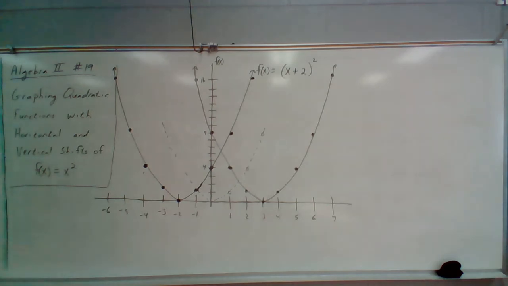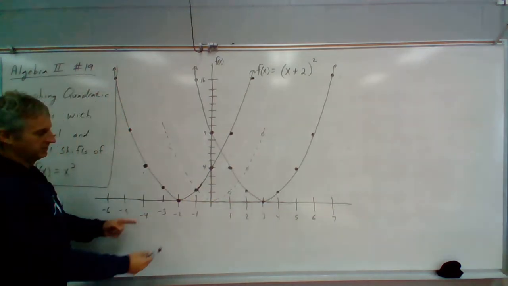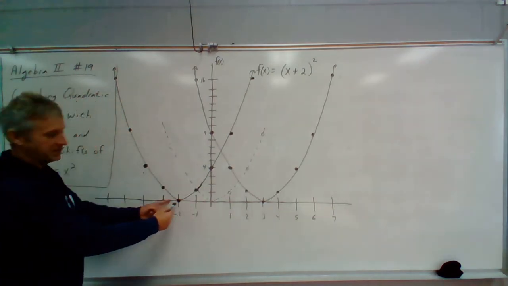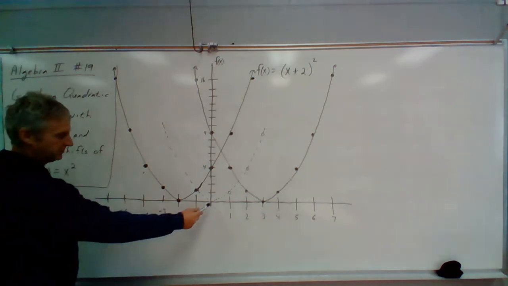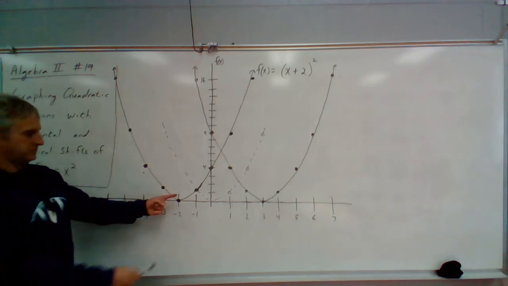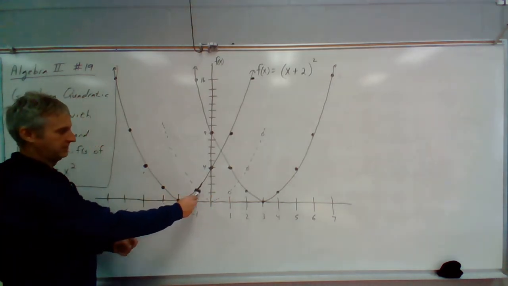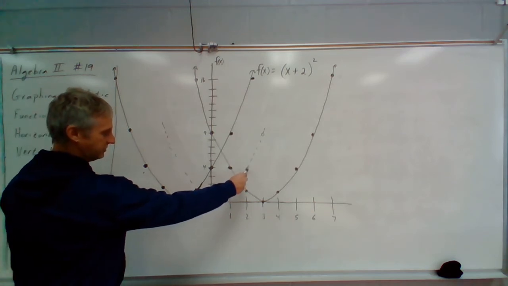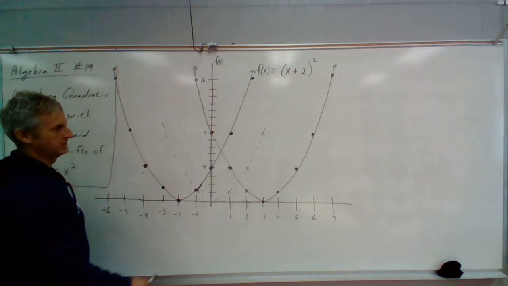All right, so what happened to this original parabola, the dotted one? Well, this dotted one got shifted left 2 units. So the vertex wasn't 0, 0. Now it's at negative 2, 0. This point was at 1, 1. Now it's at negative 1, 1. This point was at 2, 4. Now it's at 0, 4.